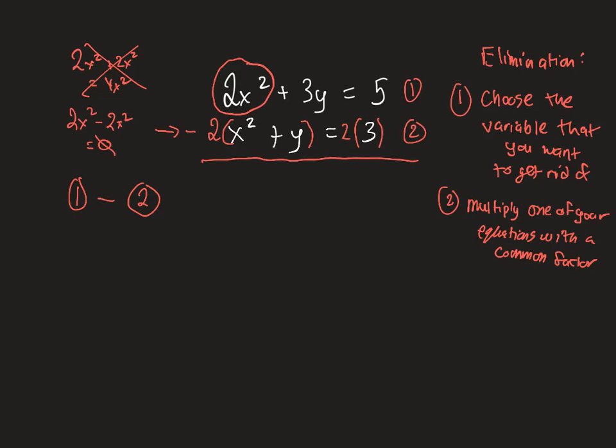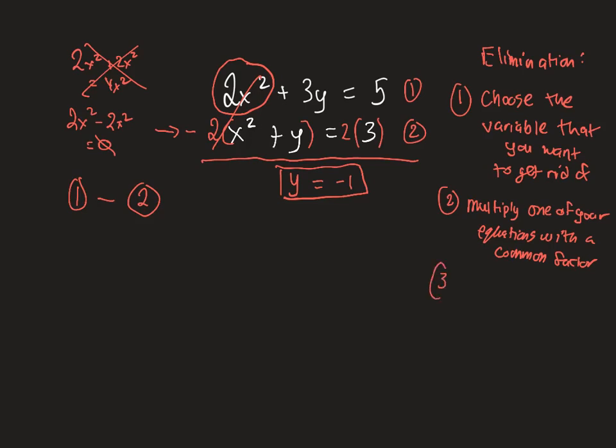So how's that going to look like? Well, 2x squared minus 2x squared, these go away. 3y minus 2y will give me y. And 5 minus 6, because you have 2 times 3, which is 6, will give me minus 1. Of course, the next step here would be to collect any like terms if you had any, but there is no more like terms. You just have y is equal to negative 1.